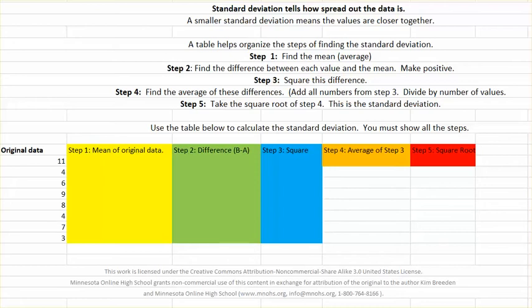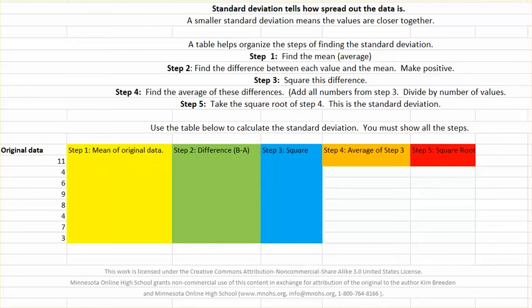The first step is to find the mean, or the average. Remember, the mean is when you add all the numbers together and divide by the number of values. In step 2, we'll find the difference between each value and the mean. We're going to make this positive. So you can always subtract the bigger one minus the smaller one, or just write down a positive number.